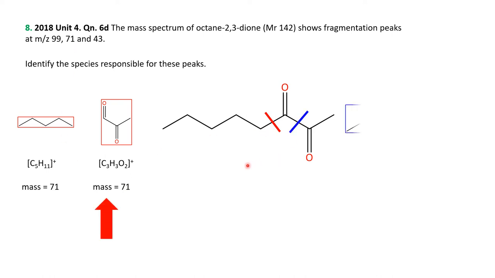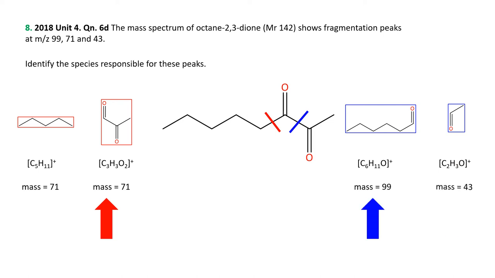Now let's try breaking it here. When we do that, we get this acylium ion there, and we get the fragment that's left over there. This is C6H11O, this is C2H3O, which weigh 99 and 43 respectively. So there are the species responsible for those peaks.